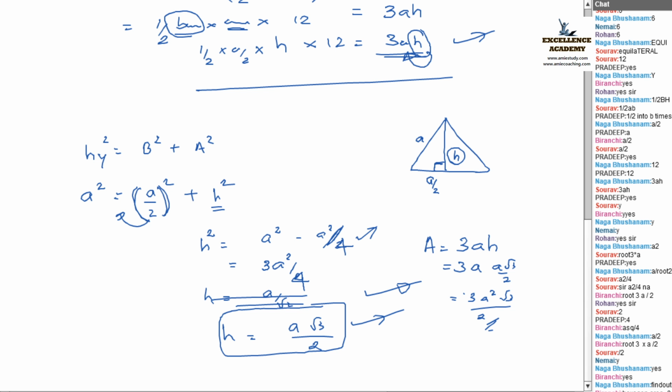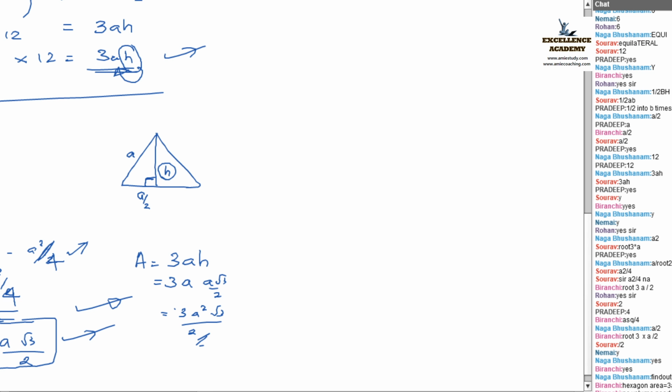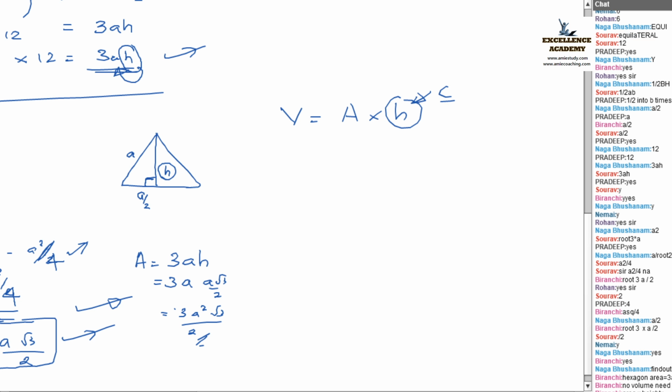Next is what? Is it sufficient for getting me the APF? No, we have to find out the volume there, isn't it? What is the definition of volume? Volume is equal to area into height. Height is taken as C there. Am I right? That is 3a square root 3 by 2 multiplied with C.